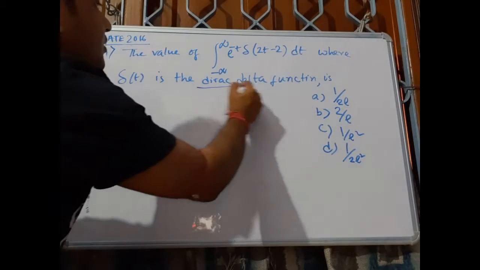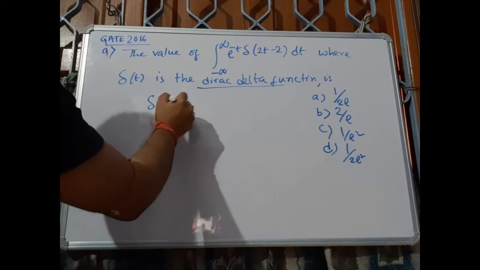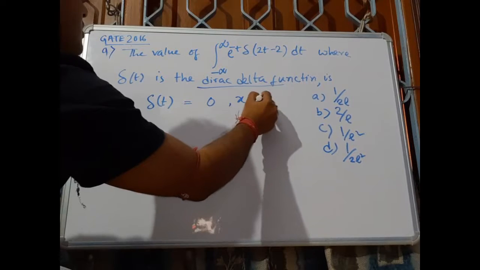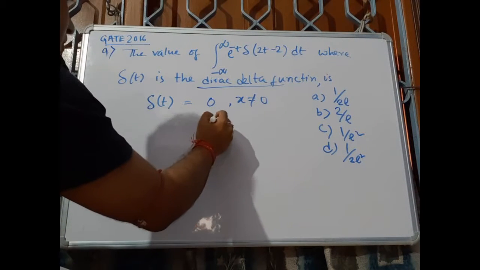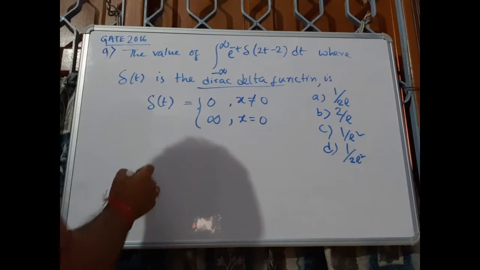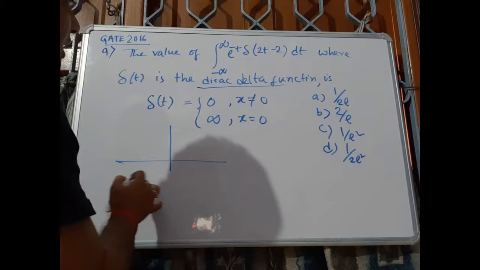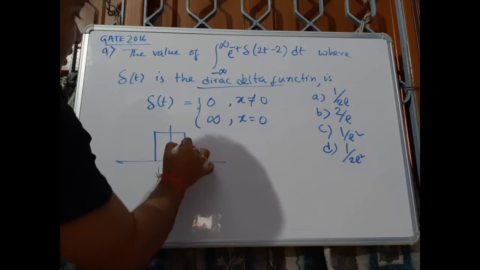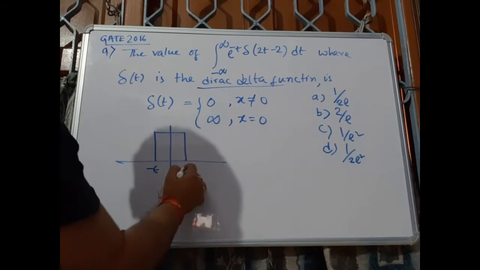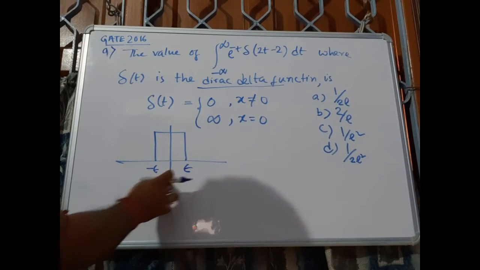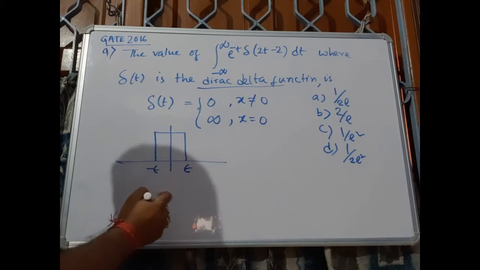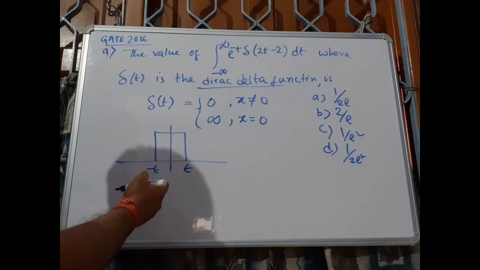Now, what is the Dirac delta function? We need to know that the Dirac delta function delta t is equal to 0 for t not equal to 0, and it is equal to infinity when t is equal to 0. So this is the Dirac delta function. Now if I plot this, we have, say, from minus epsilon to epsilon. This epsilon to minus epsilon means the width of this band is very small.